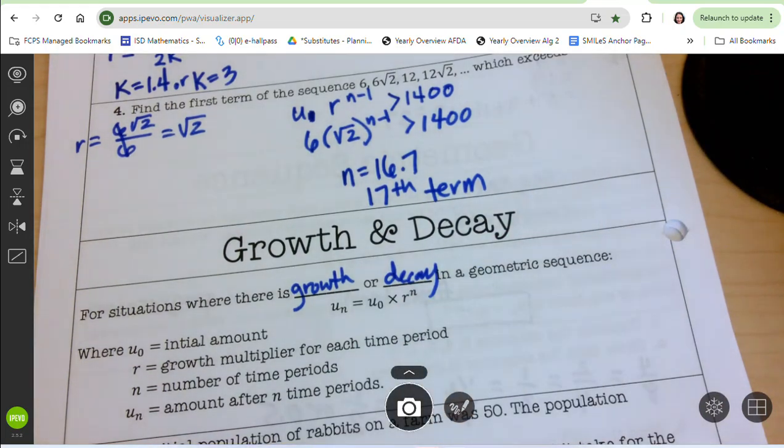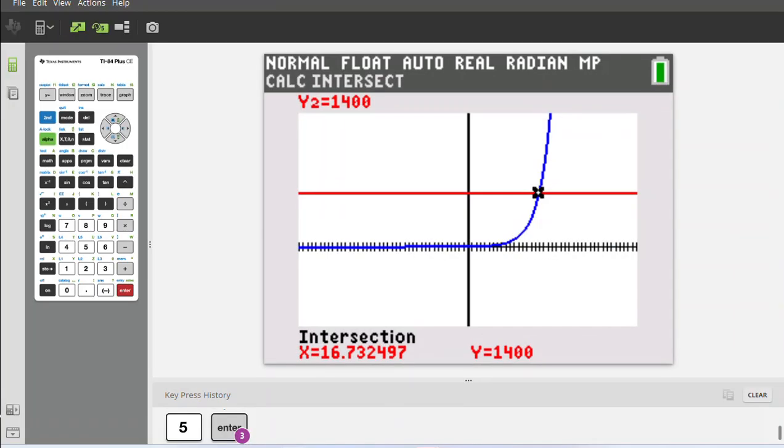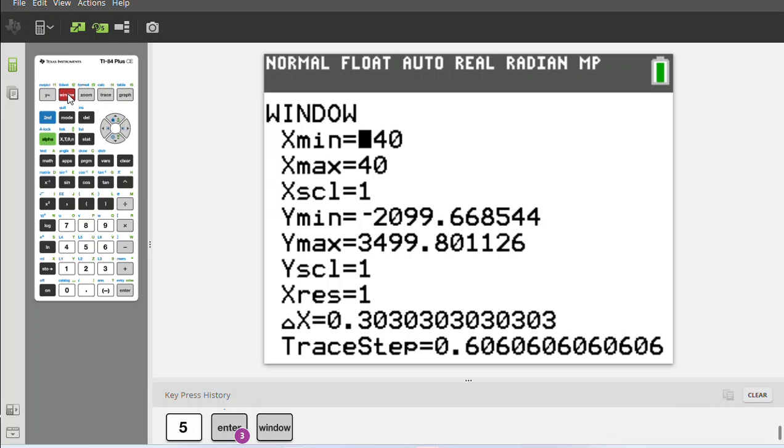Some people are having the problem where the zooming is just not working for them, okay? And that happens sometimes. Sometimes zoom fit, zoom out, none of them work. And so you can set your window manually. Let me show you over here. Press window, okay? And think for a moment.